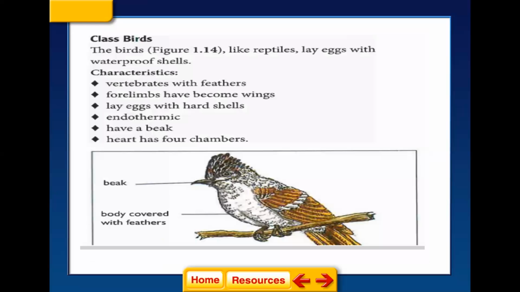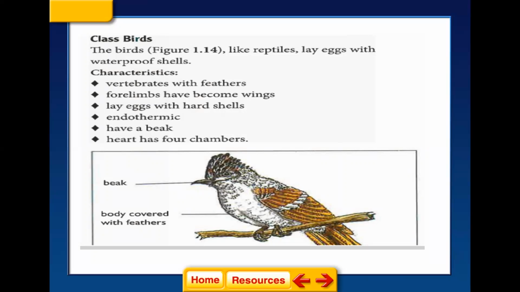Third class, birds. Birds, as shown, like reptiles, lay eggs with waterproof, hard shells, unlike the reptiles, which lay their eggs with leathery or rubbery shells. The general characteristics birds have are: they're vertebrates with feathers. Their 4 limbs, 2 of which have become wings. They lay eggs with hard shells. They're endothermic, and endothermic means they're warm-blooded.